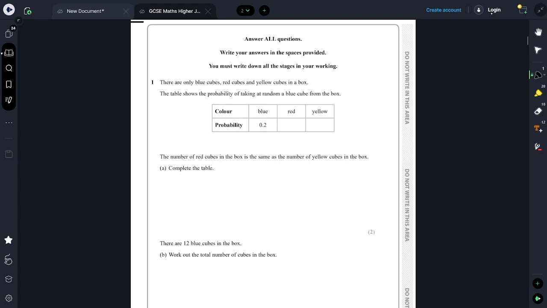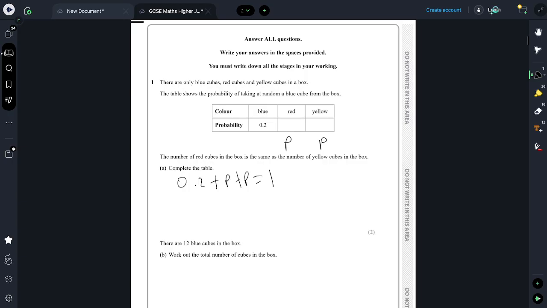So what that means is that their probabilities are going to be the same, because the chance of taking a red cube is the same as the chance of getting a yellow cube, because there are the same amount of each. So if we say the probability is P, P and P for red and yellow, we also know that all the probabilities must add up to 1, because these are all the possible outcomes you can have.